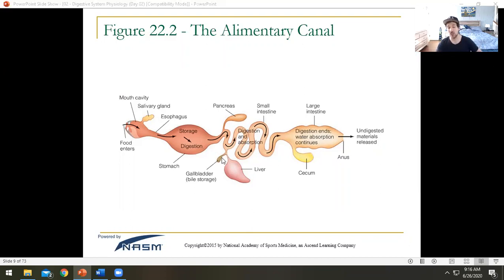So that's your gallbladder, right? It's going to store onto that. This is also why your gallbladder can be removed.